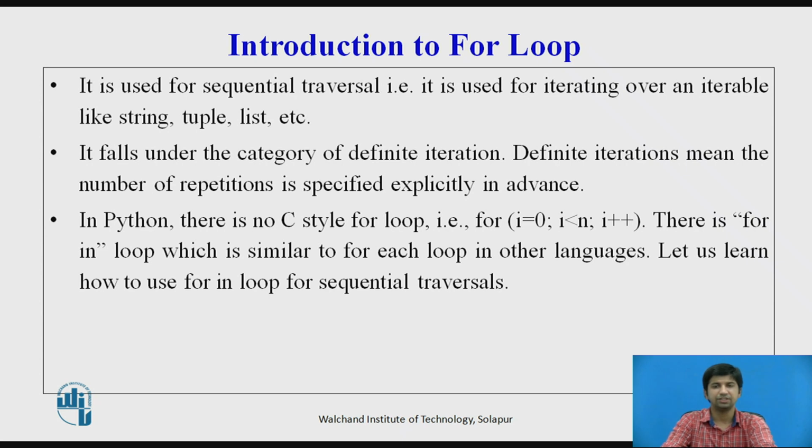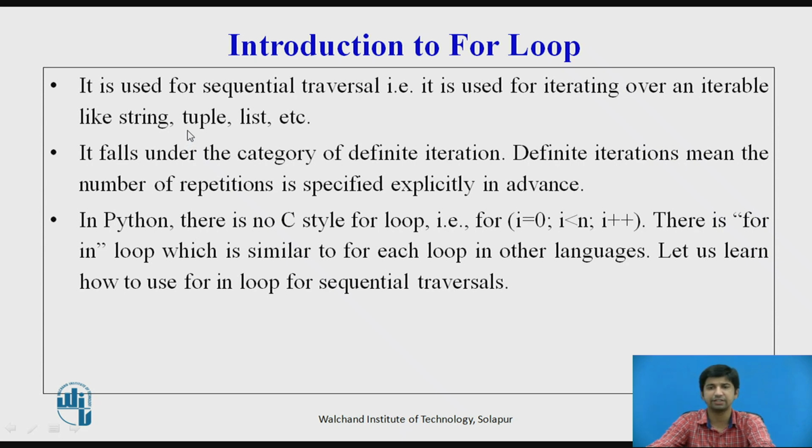In the last lecture we had discussed the while loop. In this lecture, for loop is going to be discussed. This is a loop used for sequential traversal. When I say sequential, it means a collection of a group of values, that is a list, or it may be a string, tuple, dictionary, all these things. It is used for iterating over an iterable like string, tuple, list, etc.